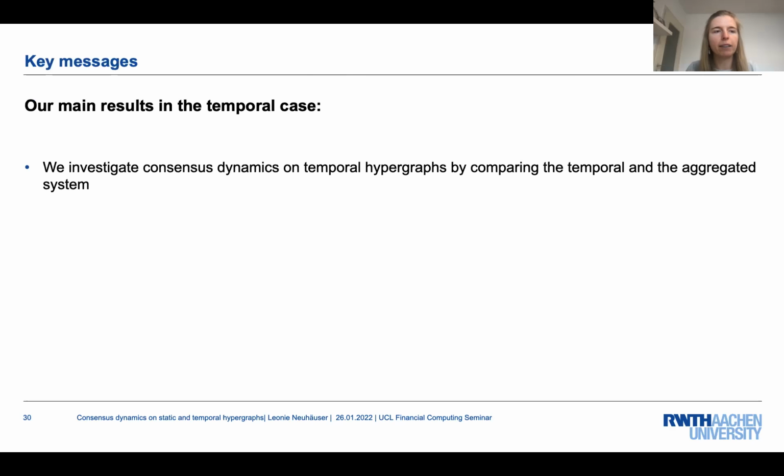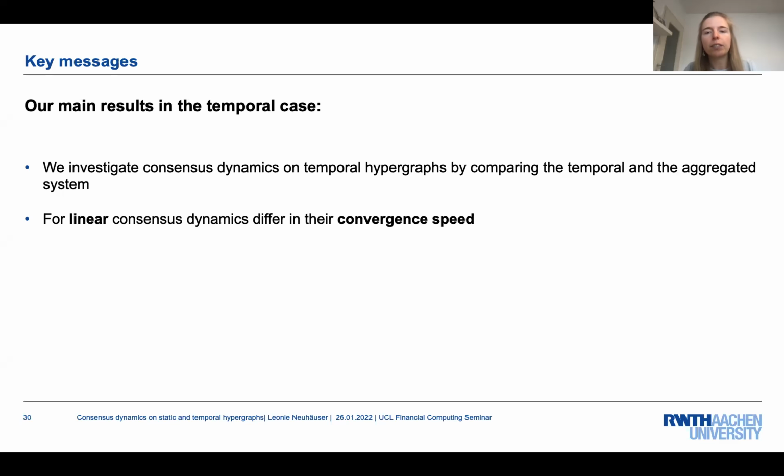Okay, so let me give you the key messages of the second part. We have investigated consensus dynamics on temporal hypergraphs now, combining 2 research strands of higher order models with temporal and multi-body interactions. And we found that in the linear case, the convergence speed of the system can differ. Specifically, the convergence of a time-varying system with multi-way interactions is slower than the convergence of the corresponding system with pairwise interactions. And that again is slower than the corresponding static network.